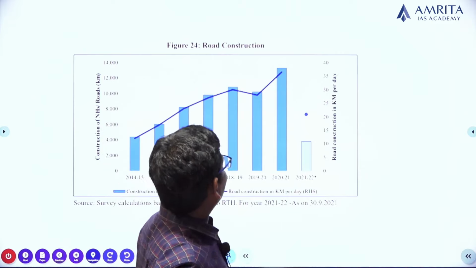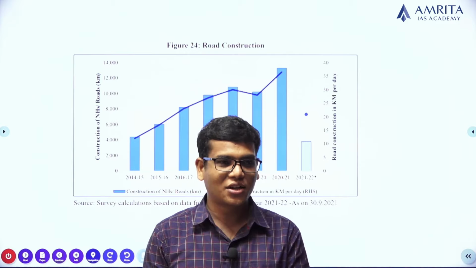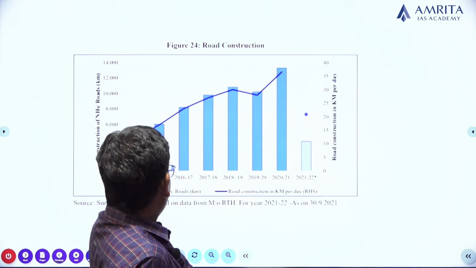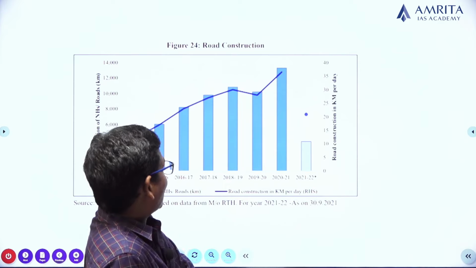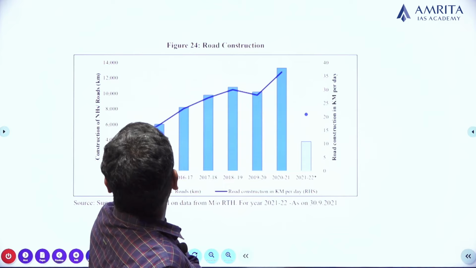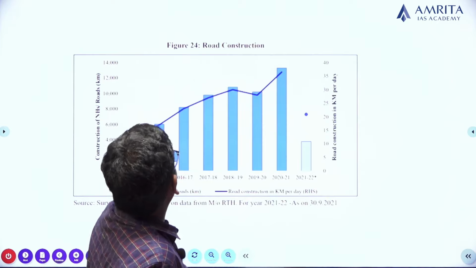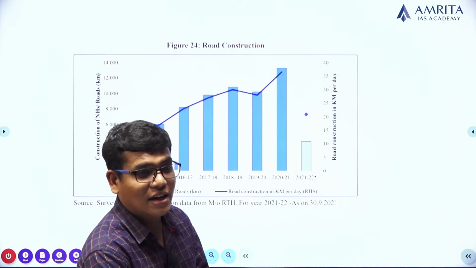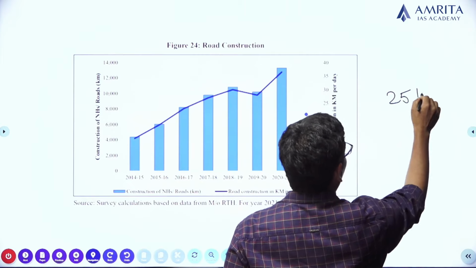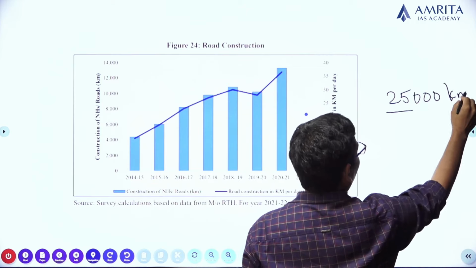Next, road construction, because this is not unlike the Pradhan Mantri Gram Sadak Yojana roads. These are the national highways, and the construction of national highways in kilometers, road construction in kilometers per day. See, the construction of highways is increasing. Now, in the year 2020-21 we are able to do around 13,000 kilometers. You know the target for this year, they wanted to do 25,000 kilometers of national highways.